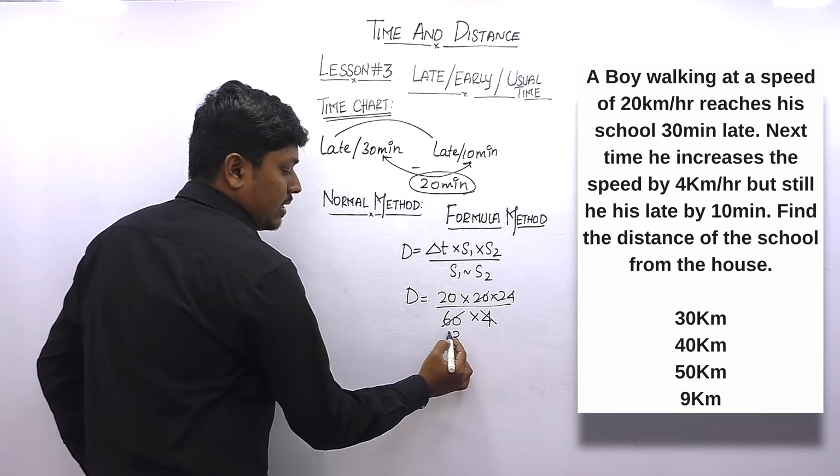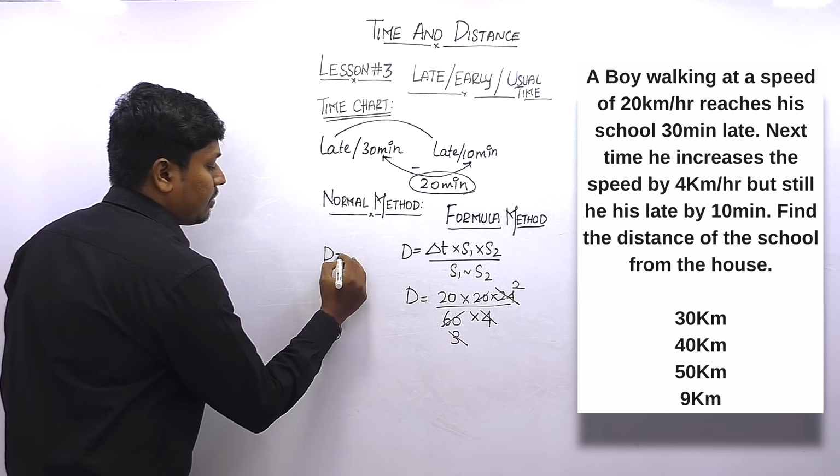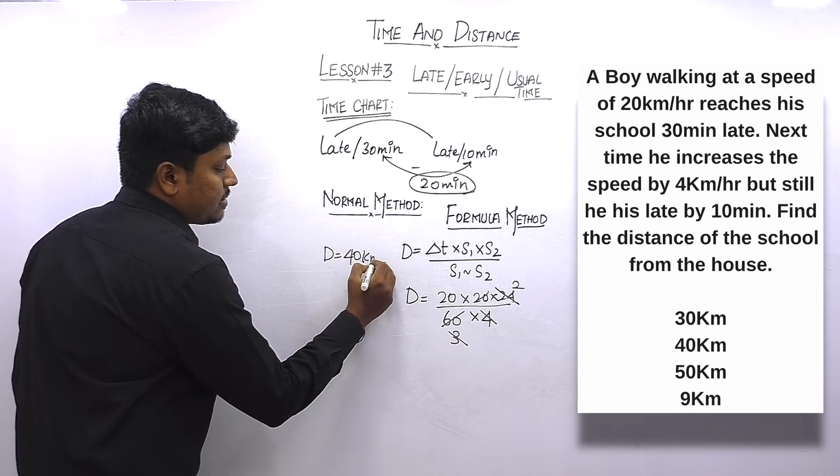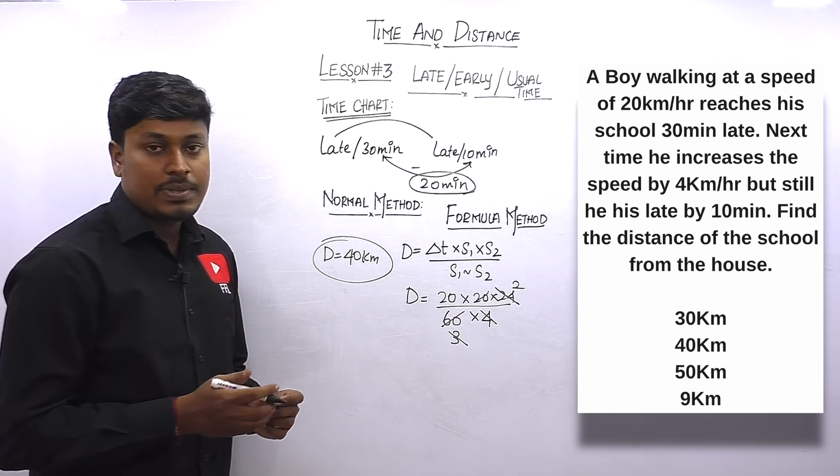Similarly, 4 threes are 12, 12 twos are 24. So 20 into 2 will be 40 kilometer. So in both the methods, we got the answer: the distance between the school and the house is 40 kilometer.